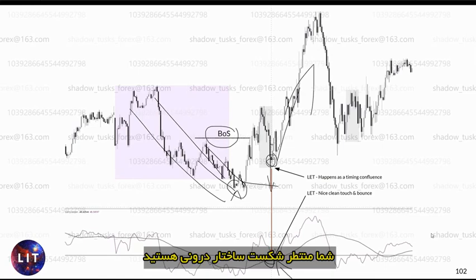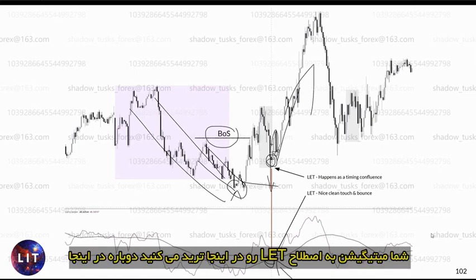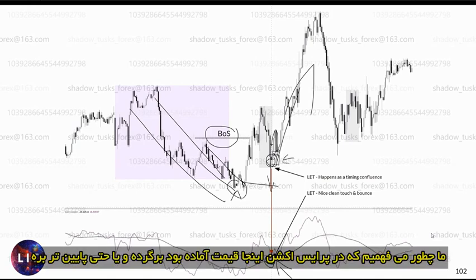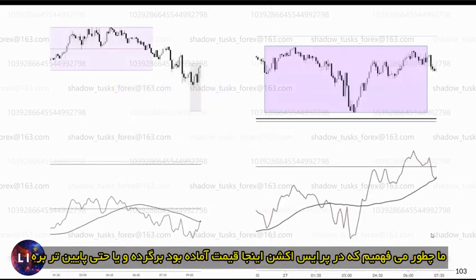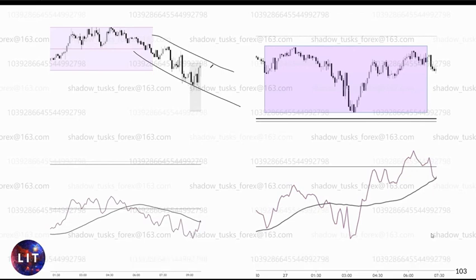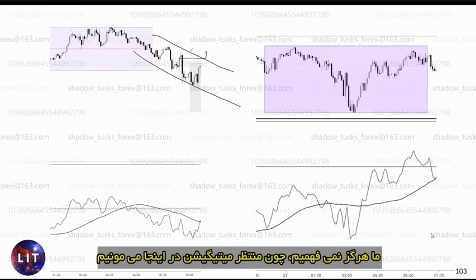You're waiting for the internal break of structure. You trade the mitigation of the so-called LIT in here. Again, so what is going on here? Again, how would we know in a price action here, the price is ready to reverse or even goes lower? We would never, because we would wait for mitigation in here.